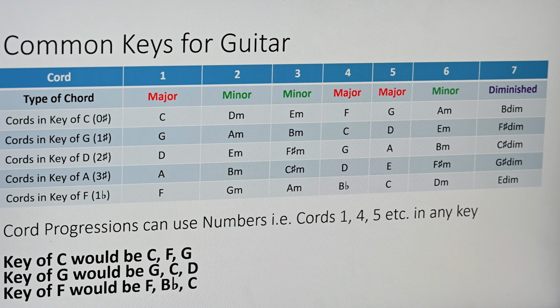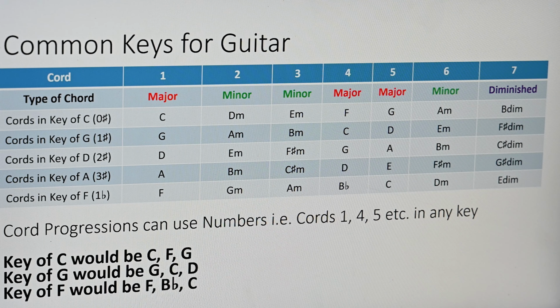And chord progressions can be described using numbers. Often guitarists will talk about progressions in terms of chord numbers. So we could say it's a 1 chord to a 4 chord to a 5 chord. If that's the progression, a 1, 4, 5 progression, well, in the key of C, a 1 chord would be a C, a 4 chord would be an F, and a 5 chord would be a G. So the progression would be C, F, G.